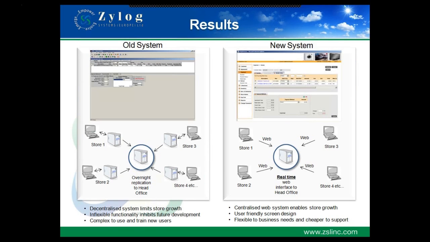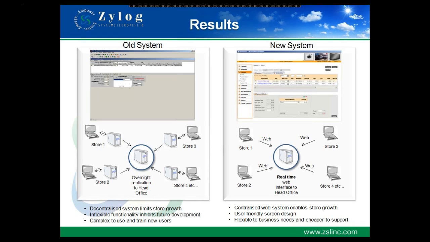So the results. We took a decentralized legacy store application and delivered a centralized system. The centralized system was user-friendly, rich, robust, and fully functional. We provided them a stable and scalable platform to support their ambitious growth plans. We removed the system constraints of opening new stores. The new store can now be opened within minutes. It's just a matter of setting it up on the system.